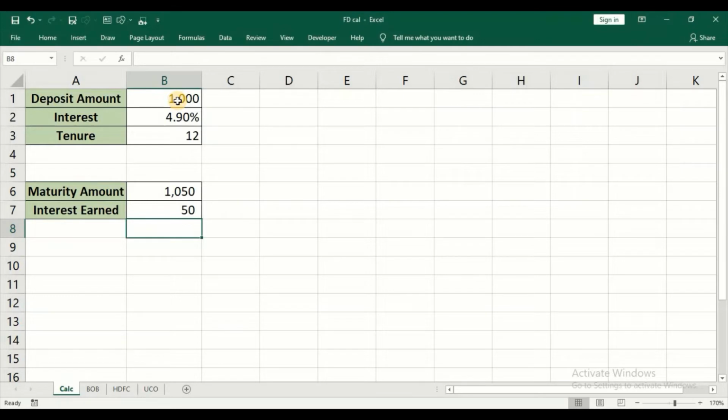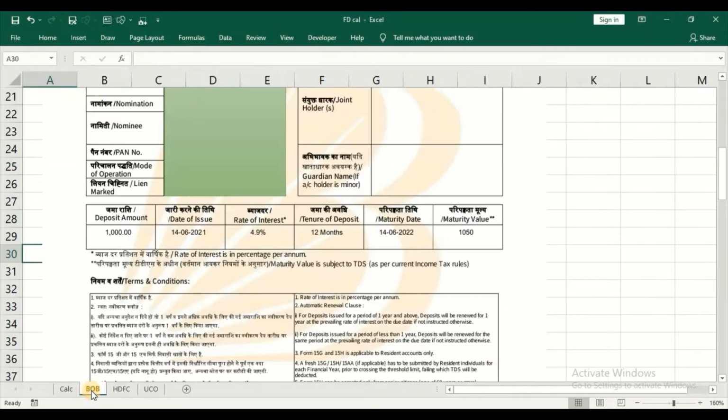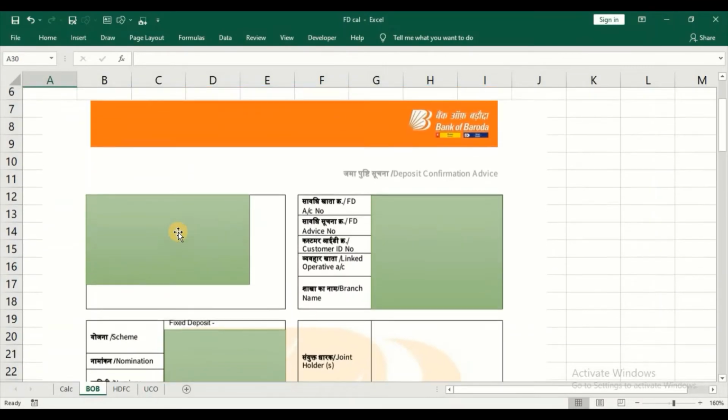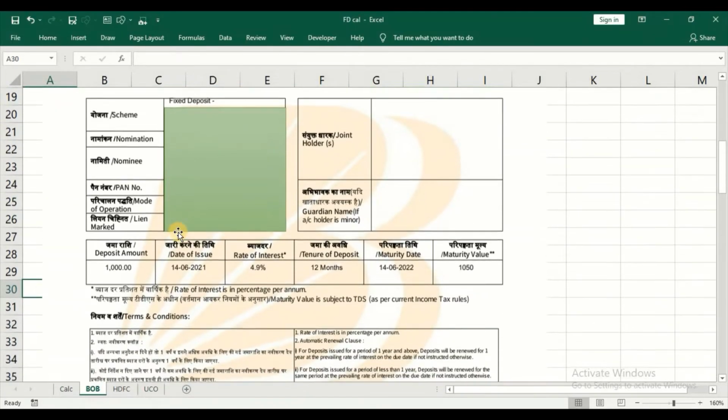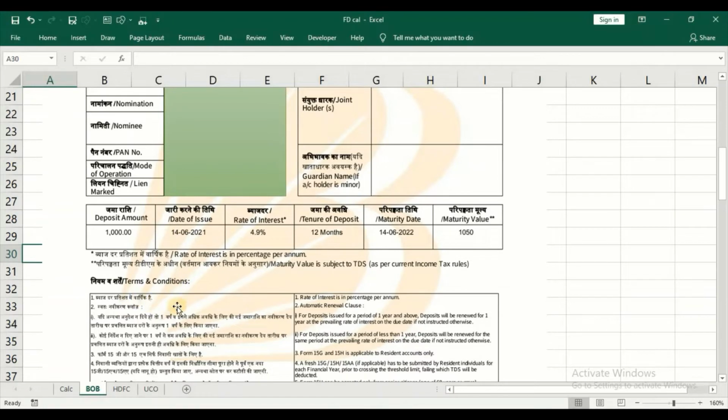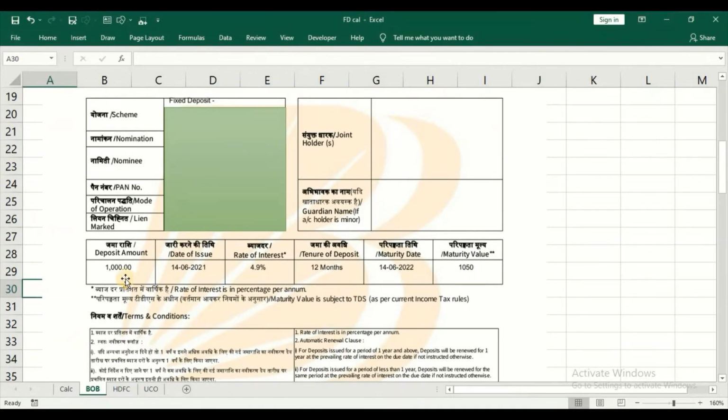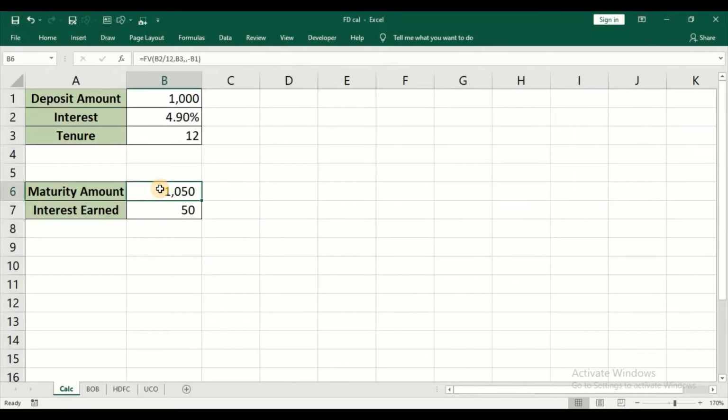And I have not just entered the amount and rate randomly. I have taken this particular amount and interest with reference to Bank of Baroda. So I just have the fixed deposit receipt of Bank of Baroda. If in case you invest in FD, this is the type of receipt that they'll send you. Here you can see that they have the terms and conditions. So you can see that the deposit amount is 1000, the rate of interest is 4.9% and the tenure is 12 months. And you can see maturity value is 1050. This is what we have got in our calculation as 1050.